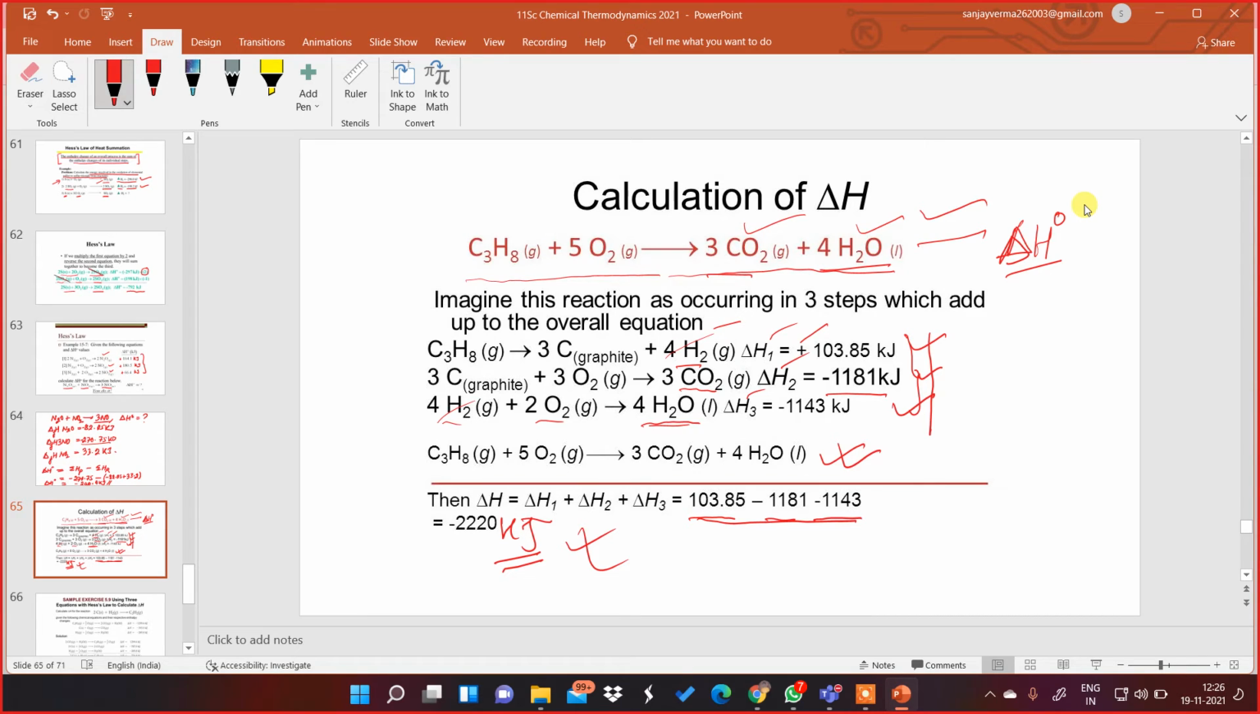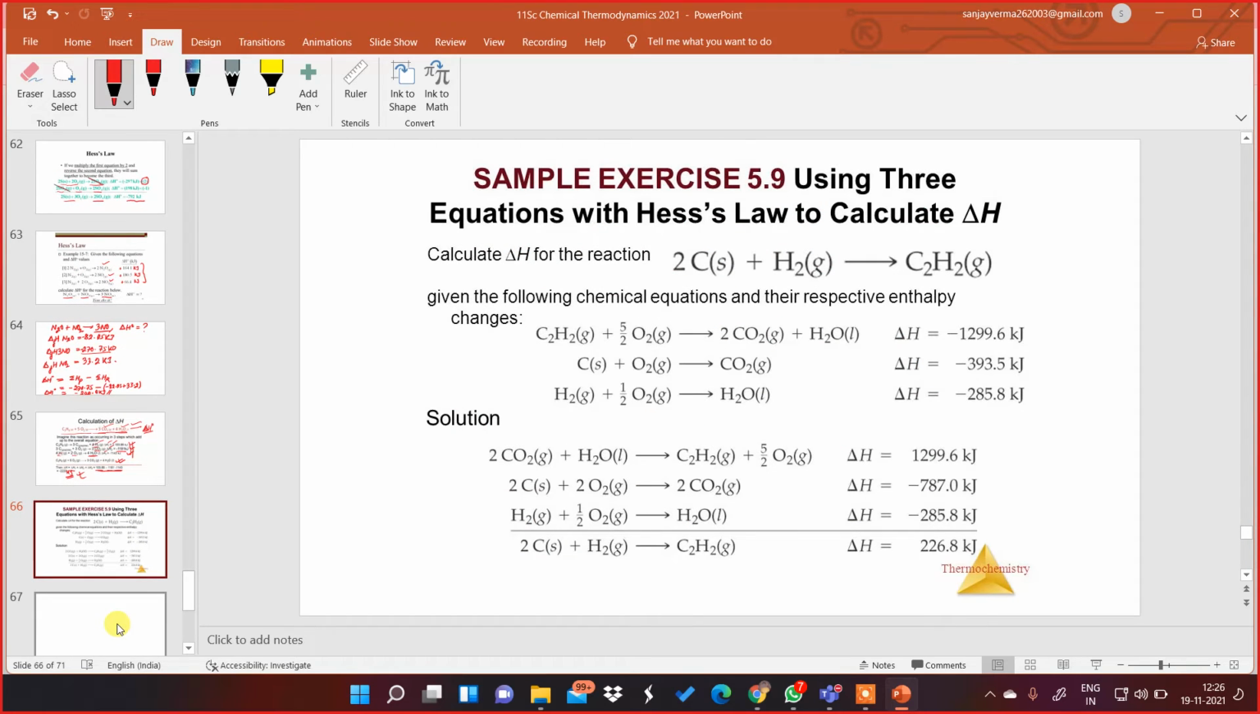Okay, now moving to the next slide on the screen. One more question over here. There is a single step reaction. Calculate delta H for this reaction where carbon is combining with hydrogen to form ethyne. This is ethyne, C2H2 is ethyne. Given the following chemical changes, equations and the respective enthalpies have been given below.